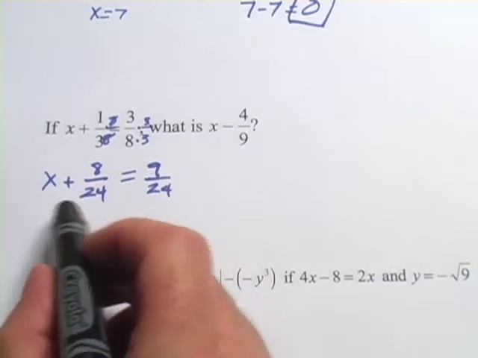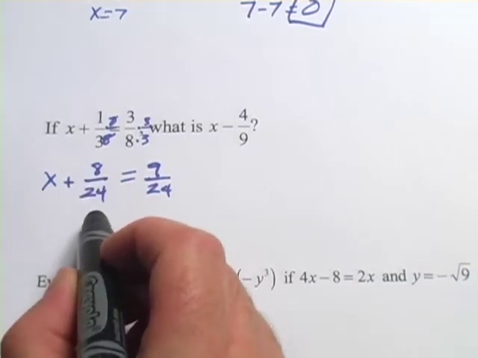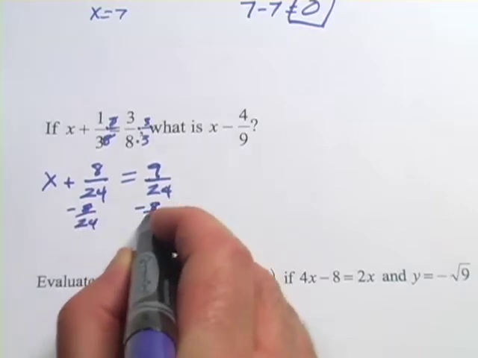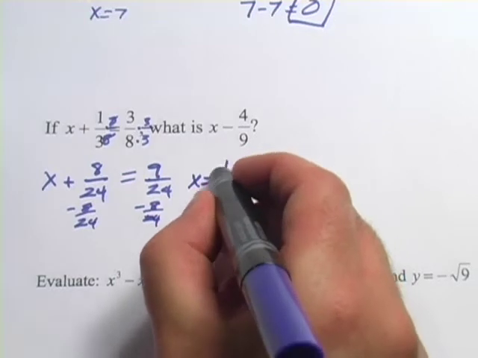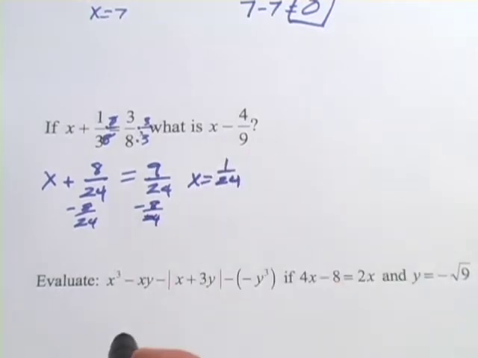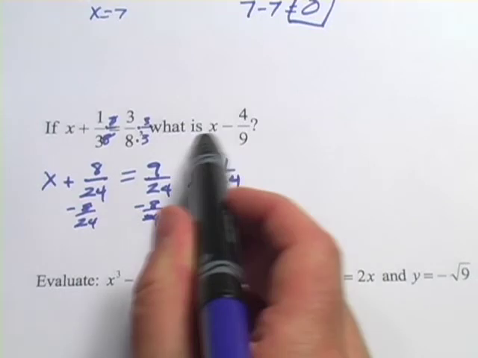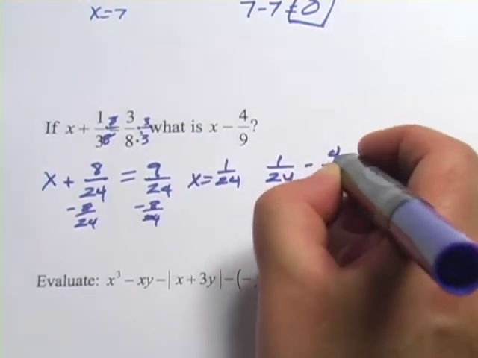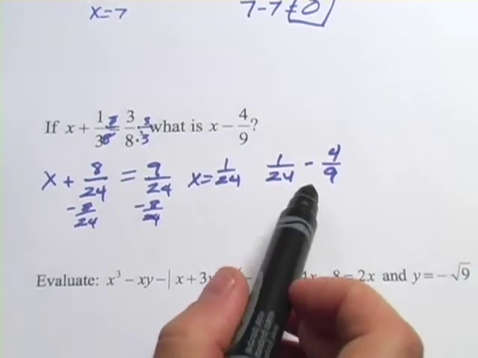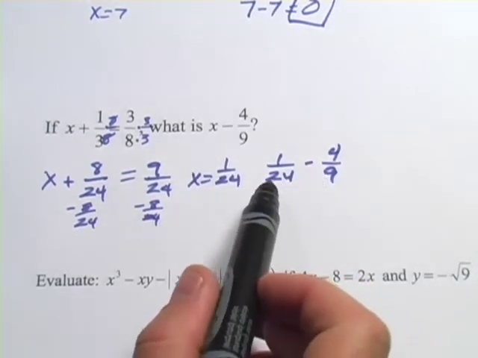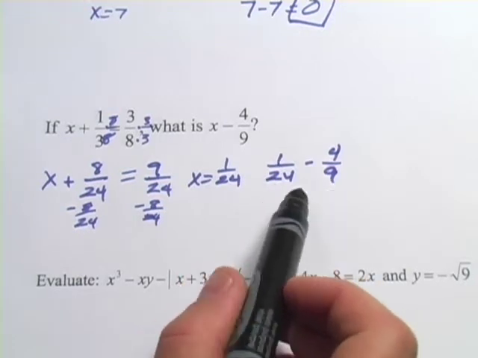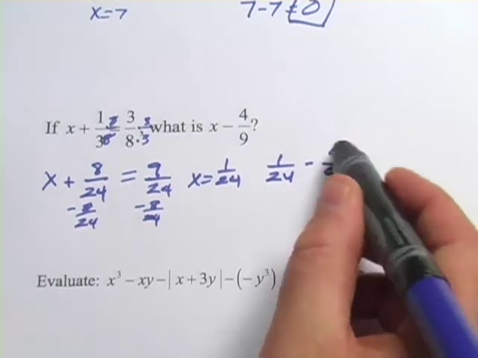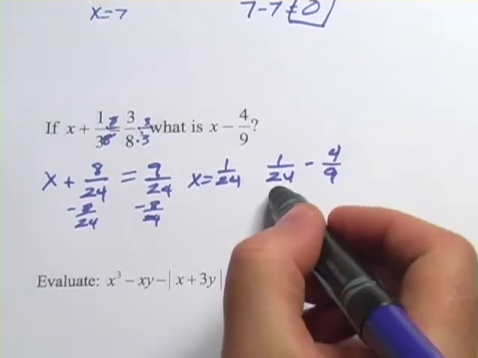Again, all I'd have to do here is get rid of this extra term, 8/24. I would subtract 8/24 from both sides, and you would get x equals 1/24. So that's the value that I can then go on and plug into here. And I would get 1/24 minus 4/9 equals what? And here we are again trying to do addition or subtraction with fractions, and the denominators aren't the same. You could multiply this fraction by 24 over 24 and this fraction by 9 over 9.